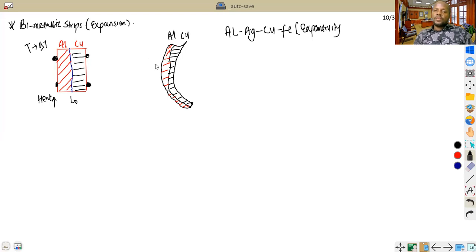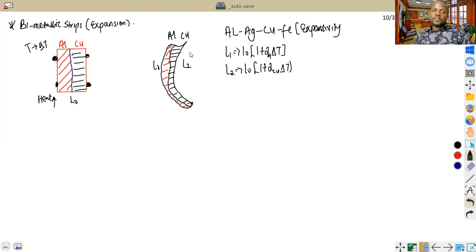So the length of aluminium will be here. The length of copper will be at the back. You can now calculate the final length of each one. L1 will be the initial length L naught times 1 plus alpha, that is the linear expansivity of aluminium, multiplied by change in temperature. This is for aluminium. For the second one, L2 will be the initial length times 1 plus alpha for copper times change in temperature.